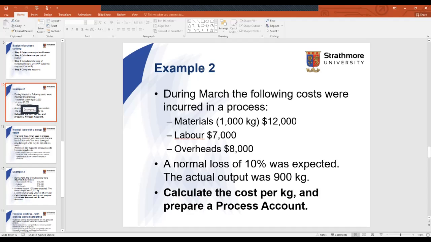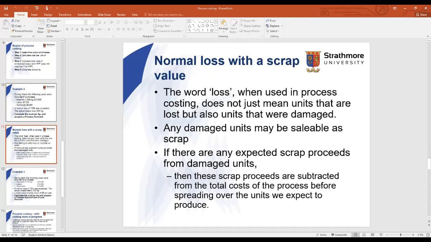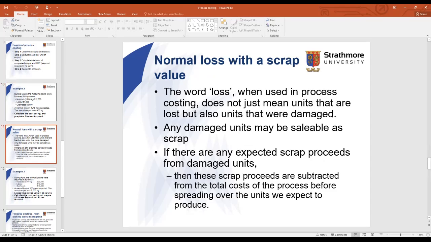So today I want us to discuss what if we have normal loss that has scrap value. What do you mean by scrap value? There could be some chances that the items that are damaged, where there was normal loss incurred, there were some items that were damaged before the end of the process. It could be possible that you can sell them in the market for some fee, for some revenue.